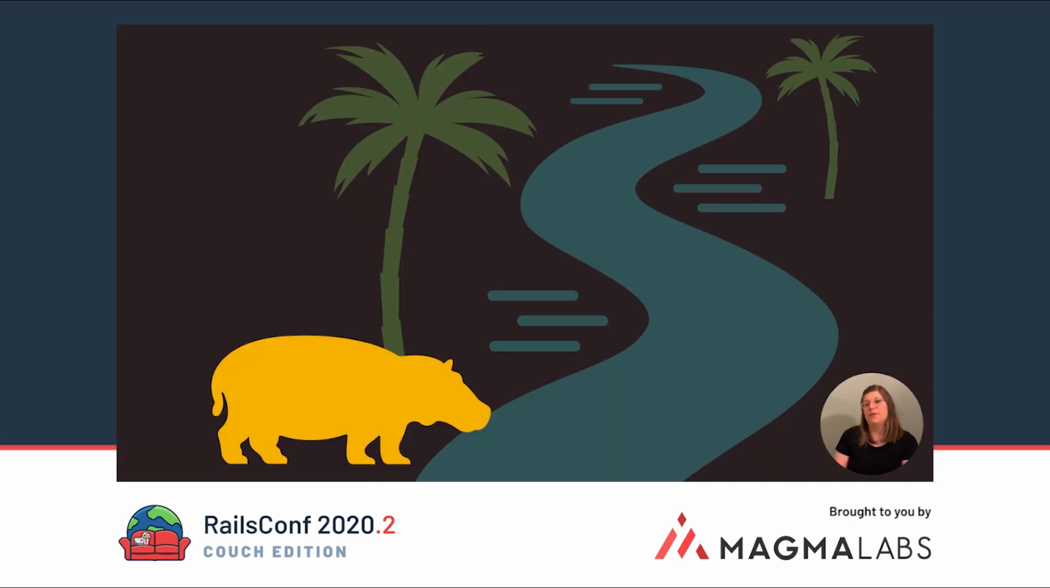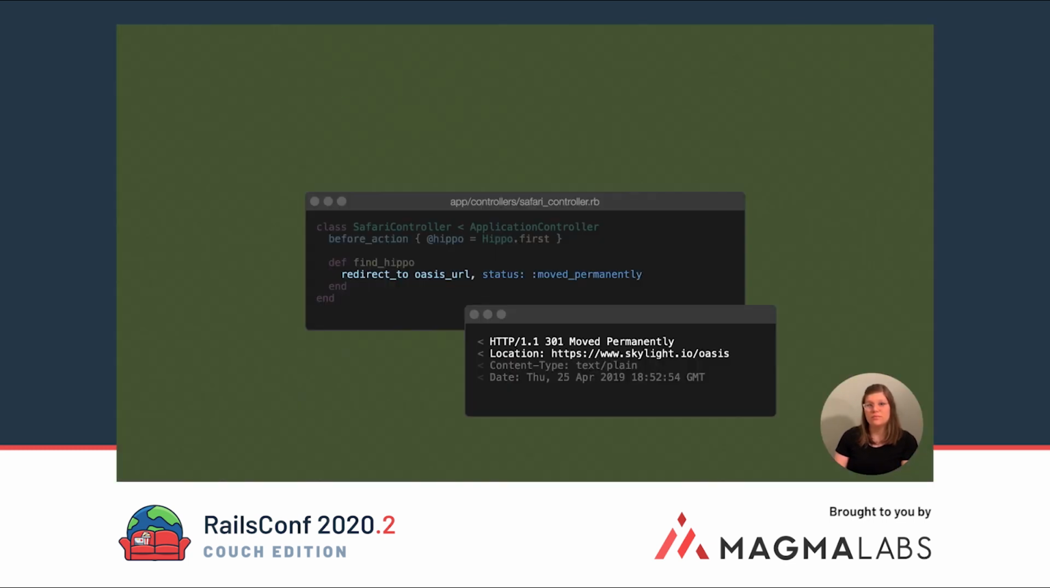But let's say the hippo has moved to the Oasis permanently, maybe because of global warming. In this case, we could pass a status to redirect_to. The moved permanently symbol corresponds with a 301 status code. This says to the browser, the hippo has moved permanently to the Oasis, so whenever you are looking for the hippo, look in the Oasis. The next time you try to visit the hippo at /findhippo, your browser can automatically visit /oasis instead without having to make the extra request to /findhippo.